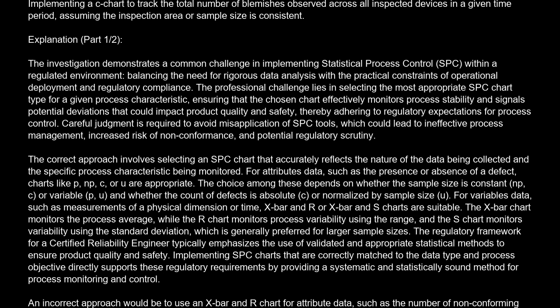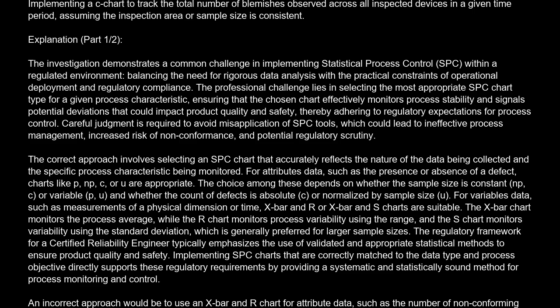The correct approach involves selecting an SPC chart that accurately reflects the nature of the data being collected and the specific process characteristic being monitored. For attributes data such as the presence or absence of a defect, charts like P, NP, C, or U are appropriate. The choice among these depends on whether the sample size is constant (NP, C) or variable (P, U), and whether the count of defects is absolute (C) or normalized by sample size (U).